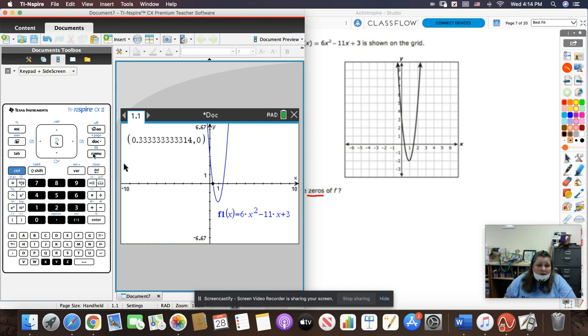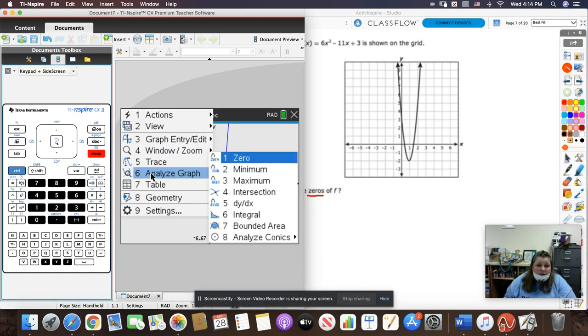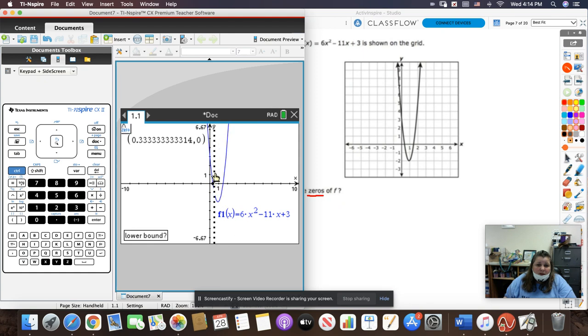Then I can do it again. Menu, Analyze the graph, 0. And then I click here, slide, and click, and it gives me the second one. So now I have both points. The first one is 0.333.